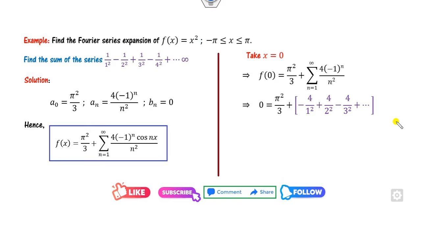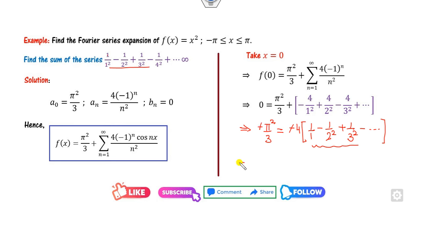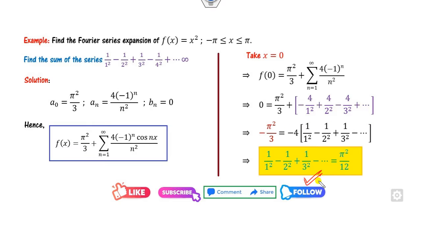Fine. Now you can open this one. Now finally you need this expression, so I can solve this. Minus pi square over 3 I can put on the left hand side. From this case I can take minus 4 common, because I need 1 over 1 square as a positive value. So 1 minus 1 over 2 square plus 1 over 3 square minus and so on. So I need to find this value. Minus minus cancel. The 4 can be written on the denominator side. Pi square over 12 is the required answer of this problem.